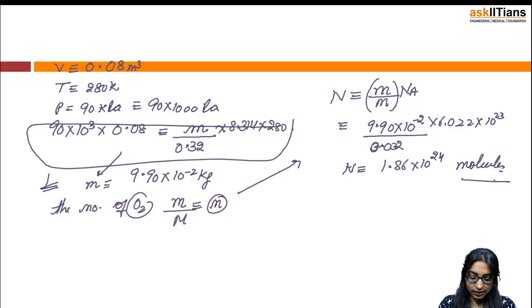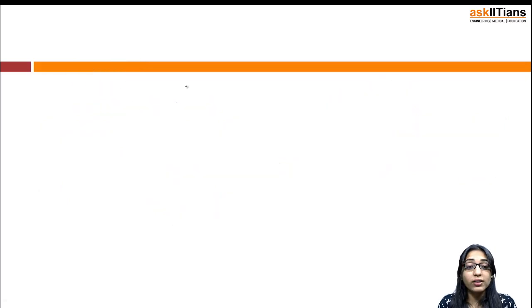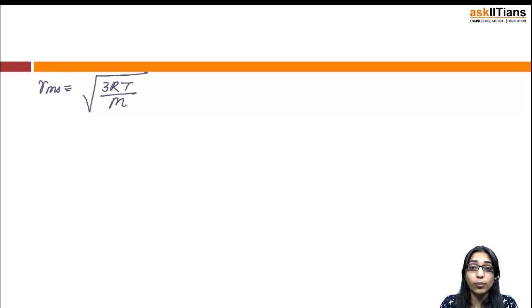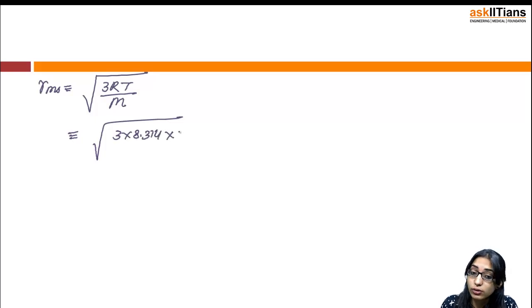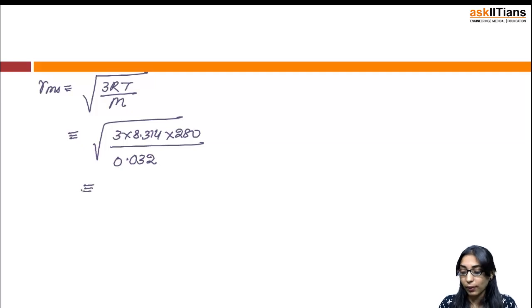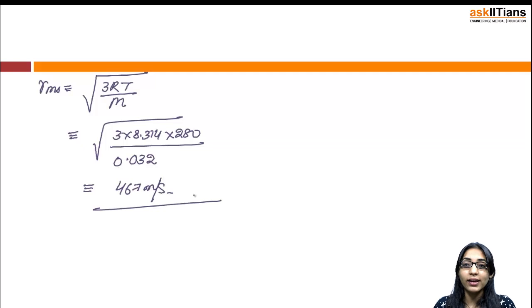Having done with this B part, let us come over to the C part, where we have been asked to find the root mean square velocity. We know that RMS is the square root of 3RT by capital M, where M is the molar mass. So it is 3 × 8.314 × 280, divided by 0.032. If I ask you to calculate, the value comes out to be nearly 467 meters per second. So students, this was all about how we are going to use the kinetic theory of gases, and we are going to do the numericals and examples on this basis.